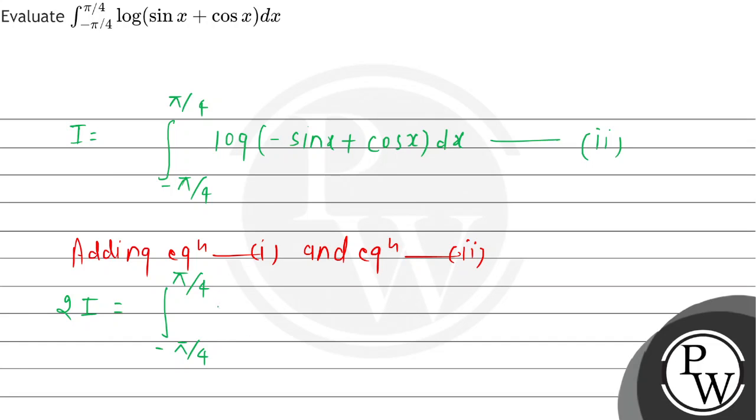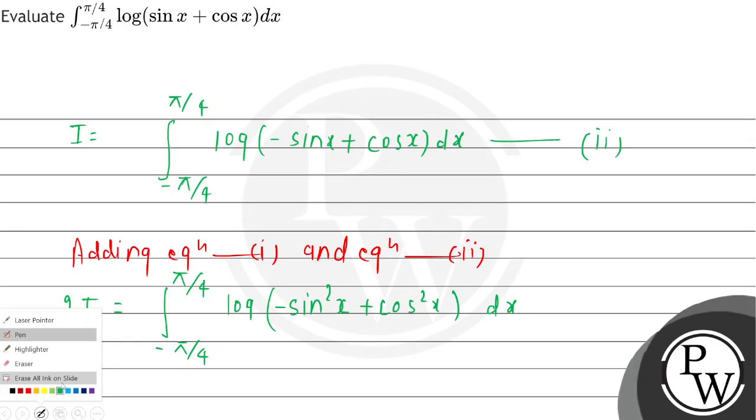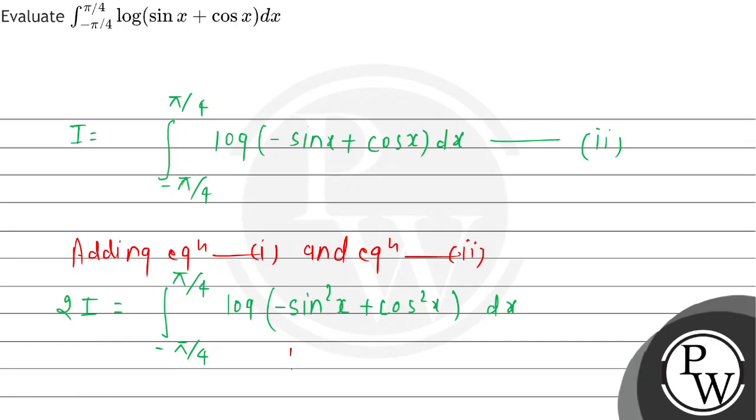log of, so here we'll apply a formula, sin square x minus cos square x, after multiplying these two. First of all we should know the formula: if log m plus log n is given, then we can write it as log of m into n. This is a logarithmic formula that we have used here.